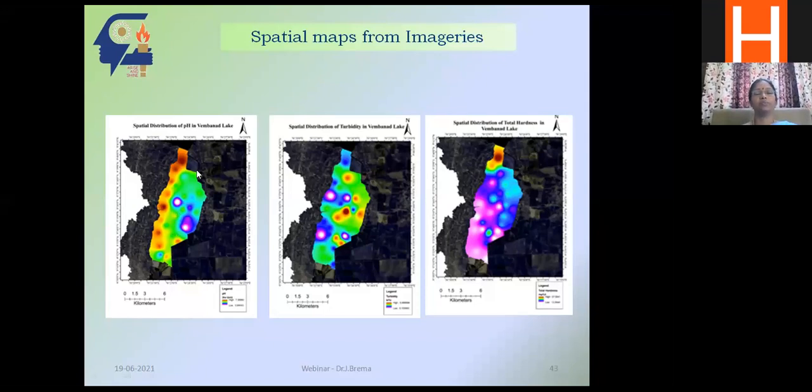Again, a spatial mapping was carried out using satellite imageries, and we have derived an image for pH, turbidity, and total hardness. So you can always use the legend to understand whether there is a decrease or increase or something like that.